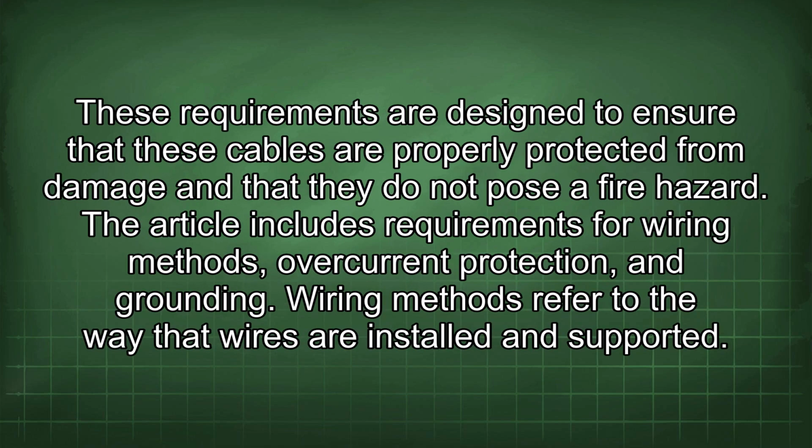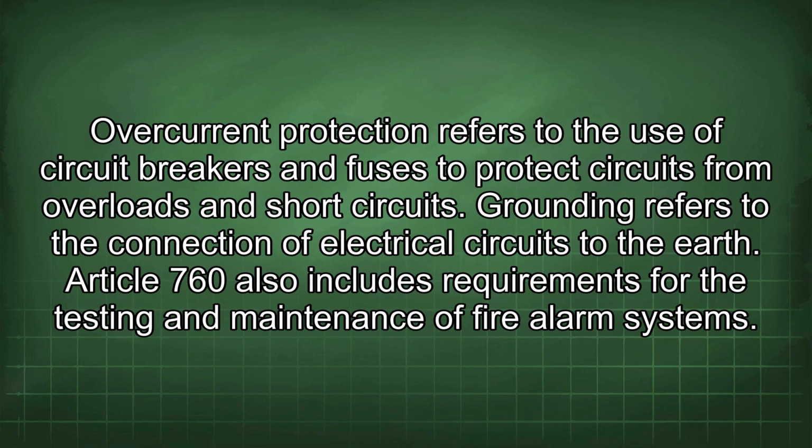These requirements are designed to ensure that these cables are properly protected from damage and that they do not pose a fire hazard. The article includes requirements for wiring methods, overcurrent protection, and grounding. Wiring methods refer to the way wires are installed and supported. Overcurrent protection refers to the use of circuit breakers and fuses to protect circuits from overloads and short circuits. Grounding refers to the connection of electrical circuits to the earth.